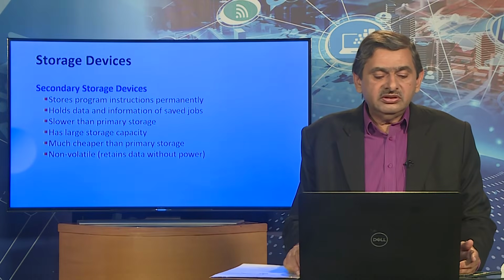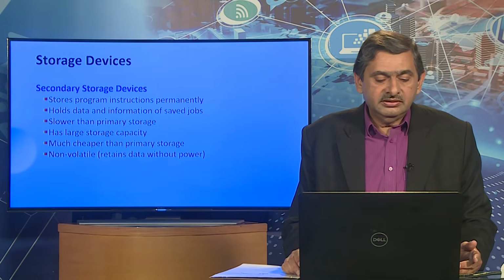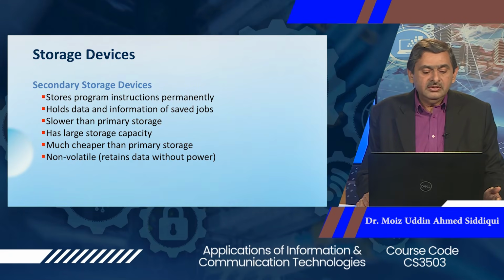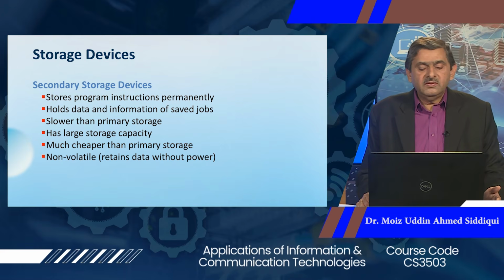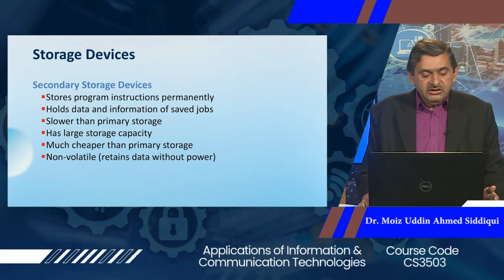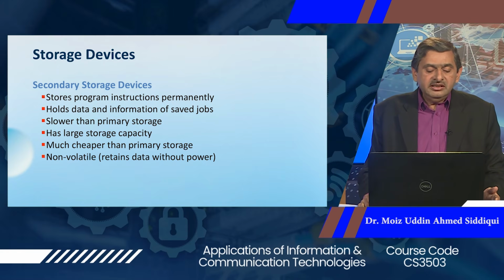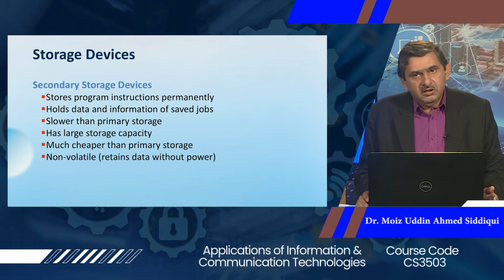Let us have some discussion on secondary storage devices. Secondary storage devices store programs and instructions permanently, which are not in use. They hold data and information of the saved jobs, but they are slower than the primary storage. There are some important characteristics of these storage devices: they have large storage capacity, are much cheaper than primary storage, and are non-volatile, meaning they retain data without power.